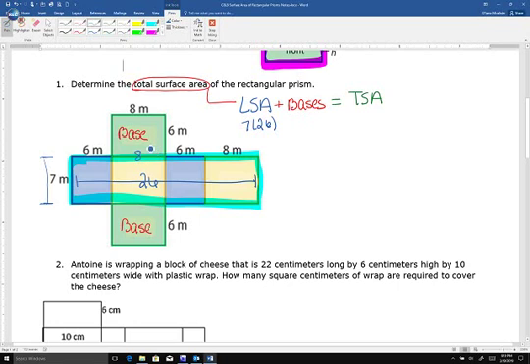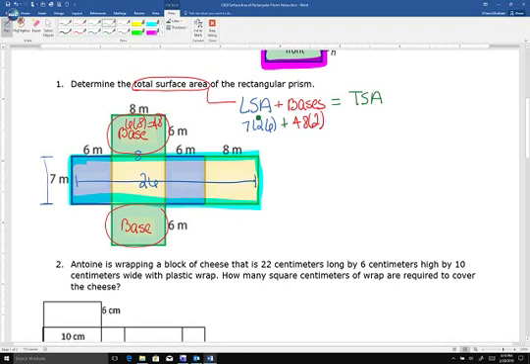I recognize that my bases, there are two congruent bases. In rectangular prisms and triangular prisms, you have both the top and the bottom that are congruent, or the same. So the bases I see, remember they are congruent, so they have the same dimensions. This one is going to be exactly like this one. So if 6 times 8 on this one is 48, then I know both of them are 48. Now, I have two of them, so I'm going to multiply 48 times 2.